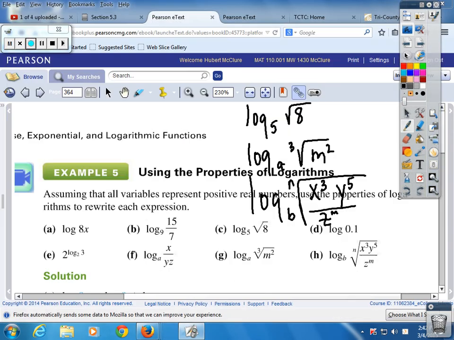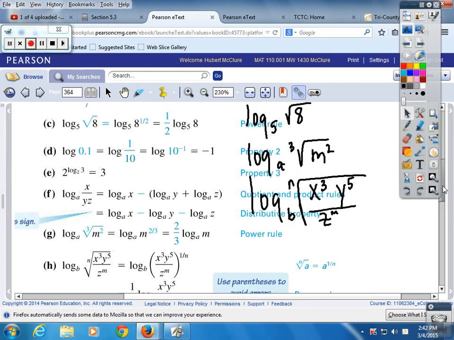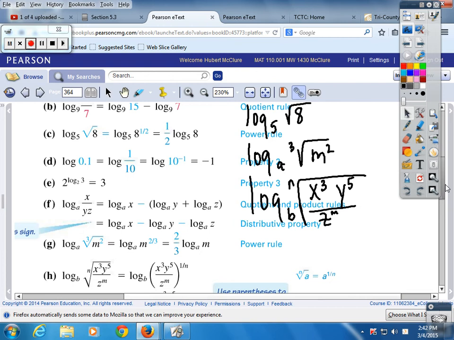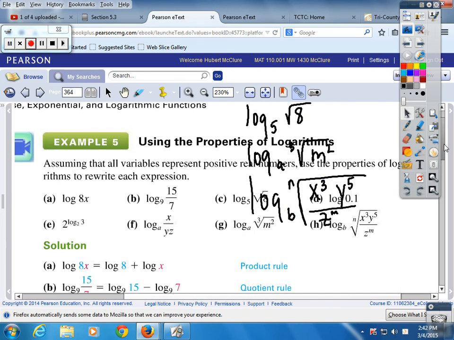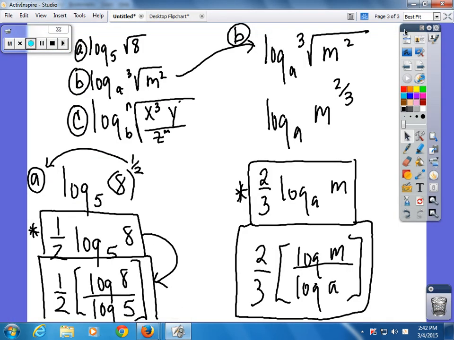Just looking, what did they do on the, which one did we do? C? Okay. They got 1/2 log base 5 of 8, so they did not do the change base formula there, but I put a star beside that. What's the other one we did? G, they did that. They didn't put the change base formula. The reason they didn't do the change base formula is we hadn't got there yet, but I've already shown it to you, so it's not that big a deal.